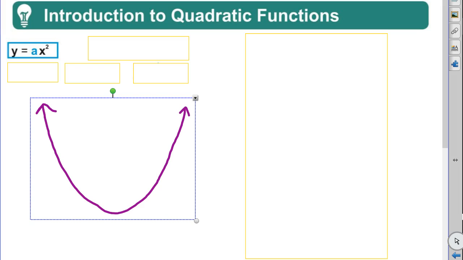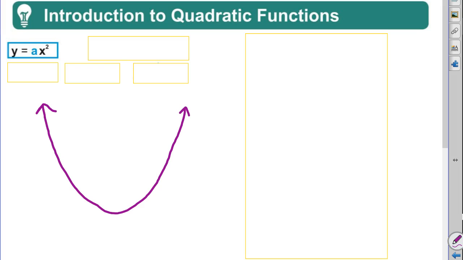This is a minimum, and it's a minimum because the vertex, which is down here, is the lowest output of the function. And so remember, output is the y value, and so that's the lowest y value of the function. It's called a minimum, all right, or a min point.